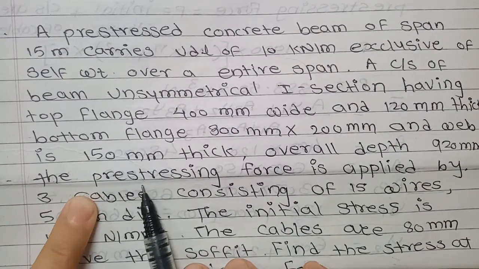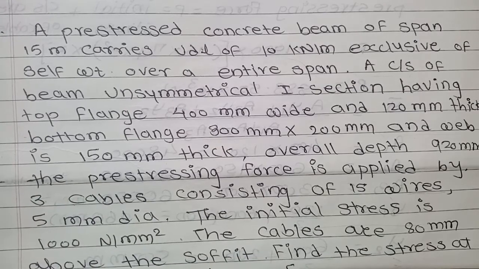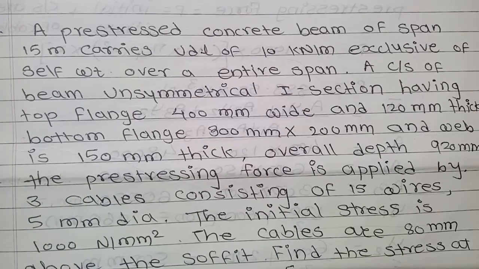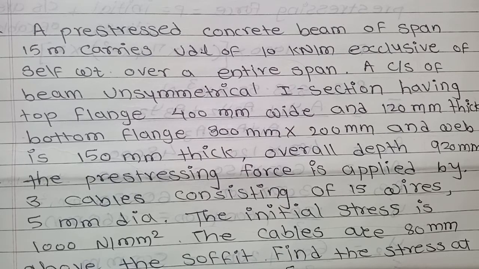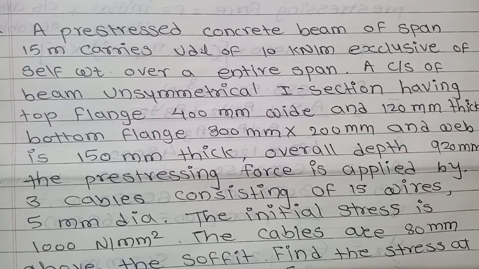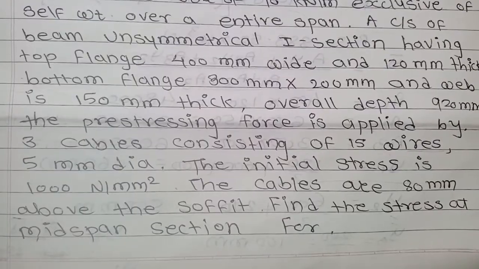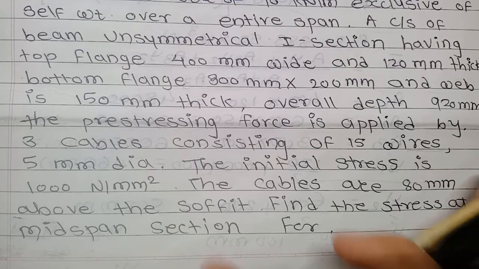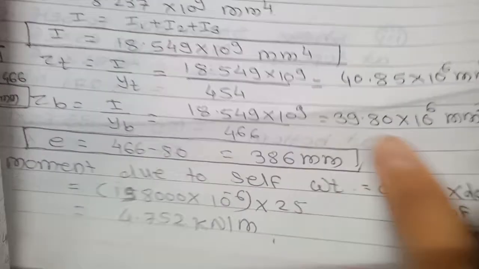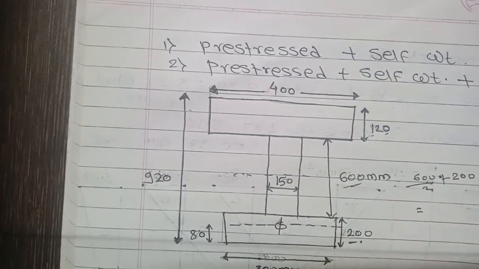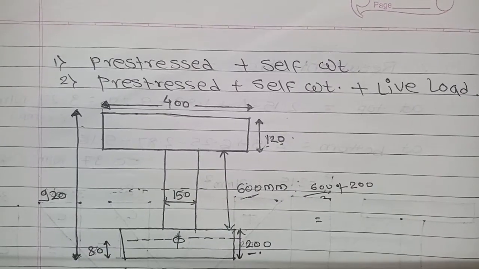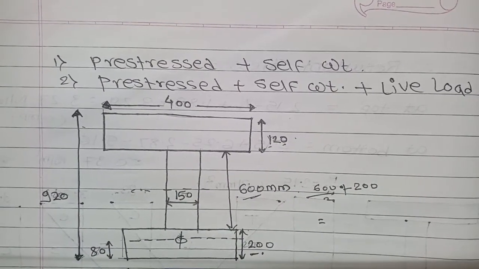The pre-stressing force is applied by 3 cables consisting of 15 wires, each of diameter 5 mm. The initial stress is also given, that is 1000 Newton per mm square. The cables are 80 mm above the soffit. Find the stress at the midspan section. Two cases are given in the problem: first is prestress plus self-weight and the next case is prestress plus self-weight plus live load.